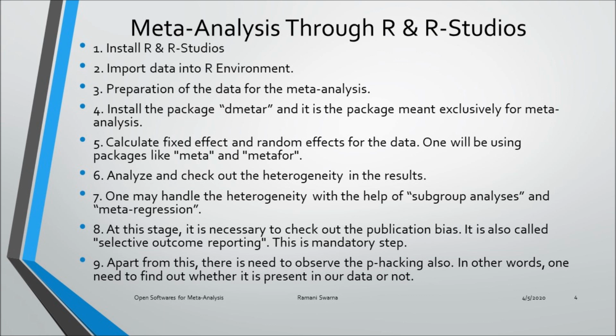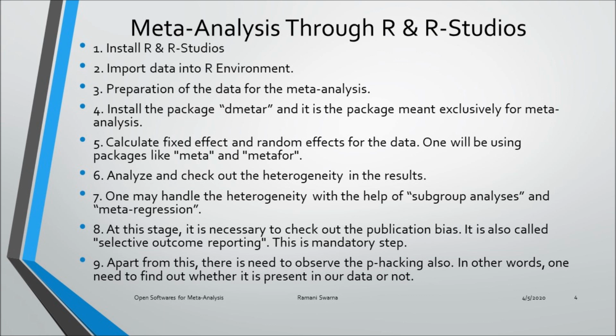Now, one may handle the heterogeneity with the help of subgroup analysis. It's a technique that we have, and we will see how to understand that, and the meta-regression. At this stage, one should be able to check even for publication bias. There are other places where I have seen that they also call it selective outcome reporting.